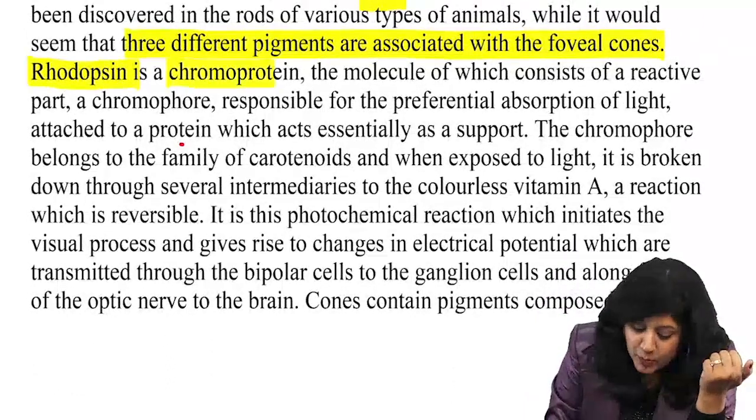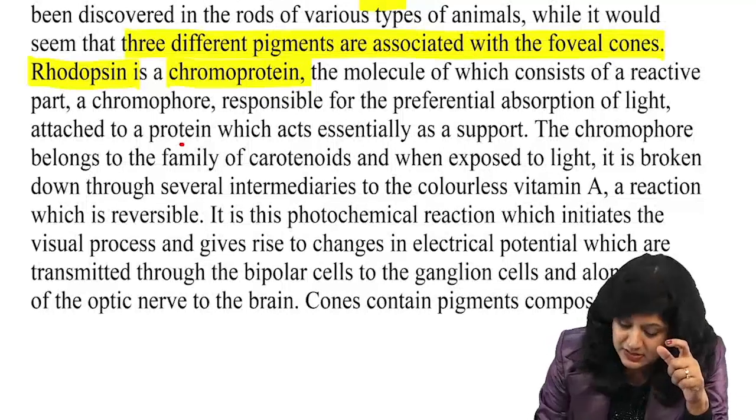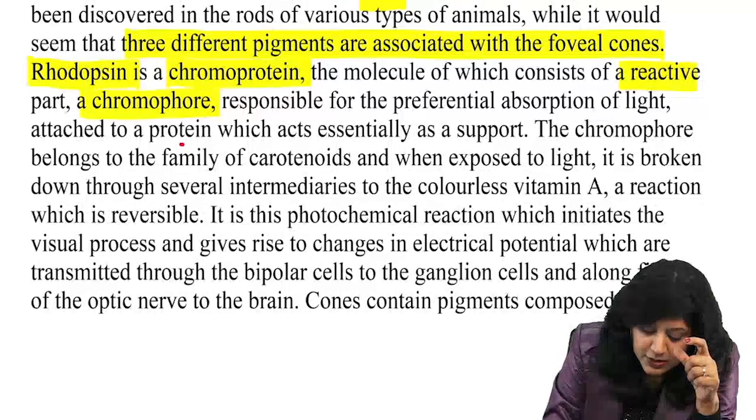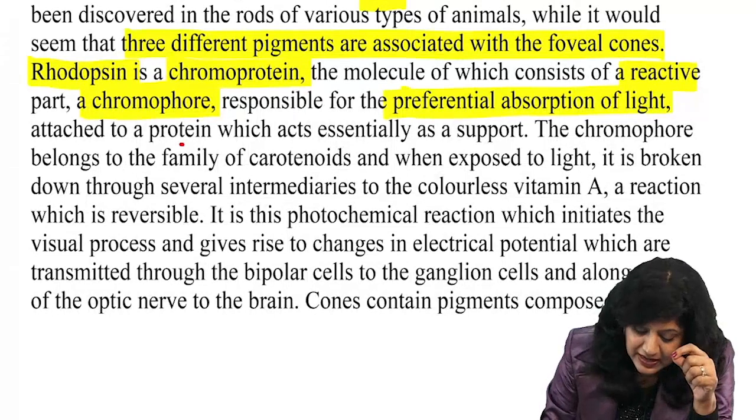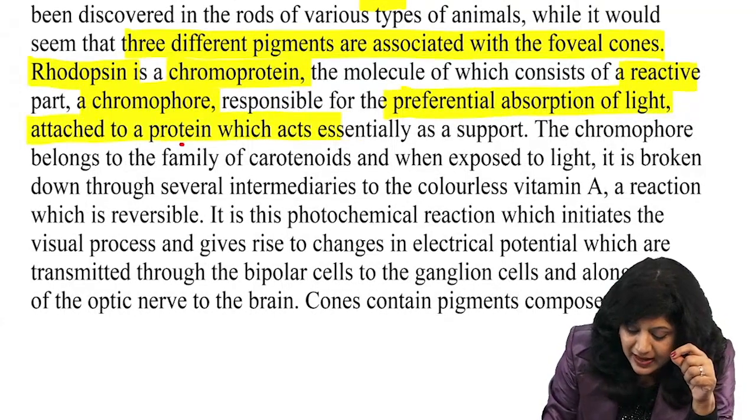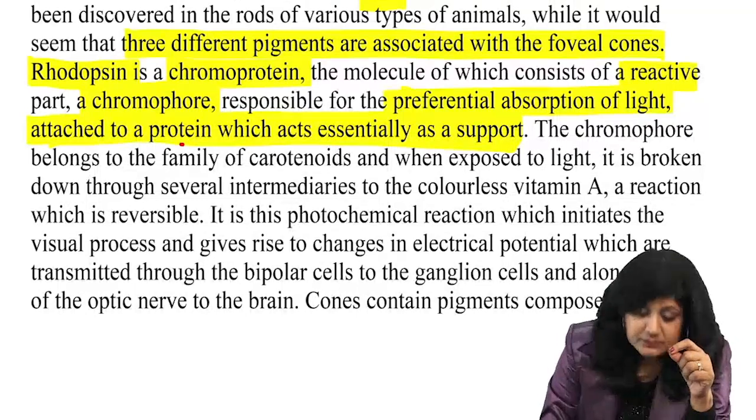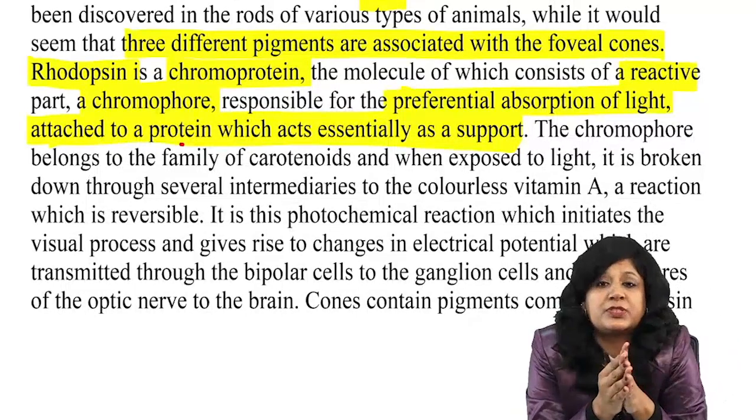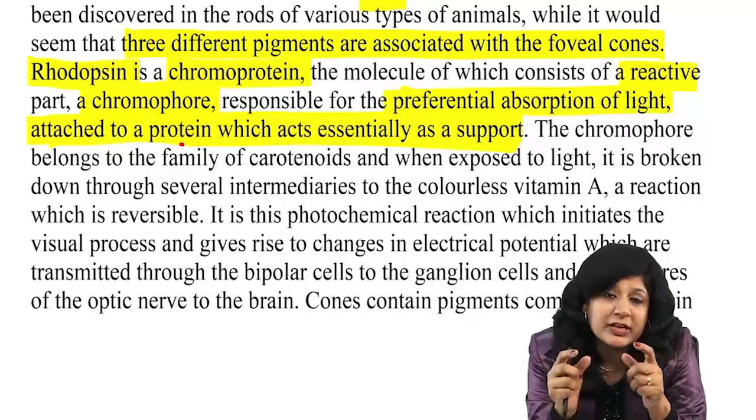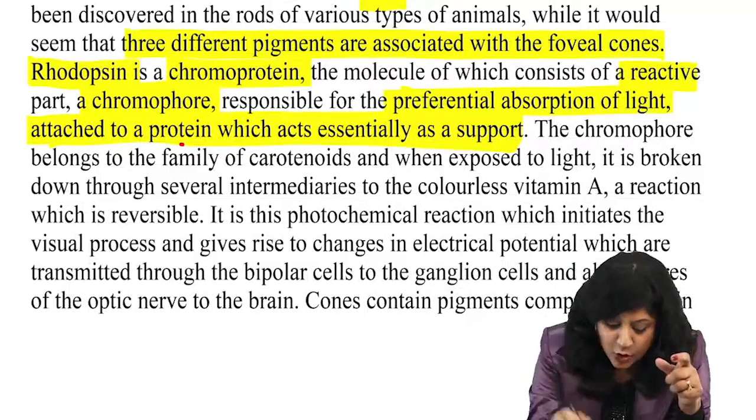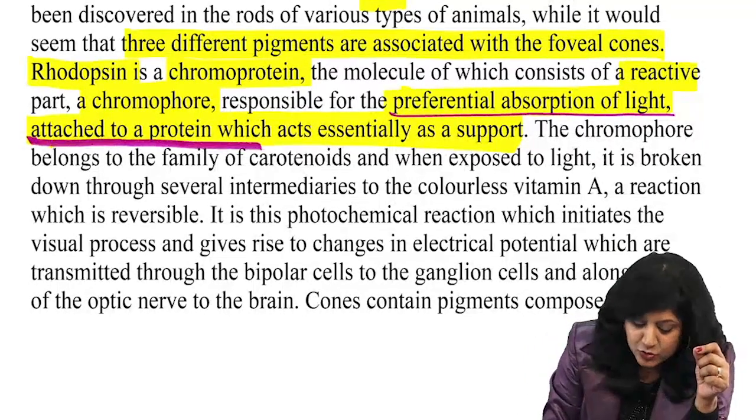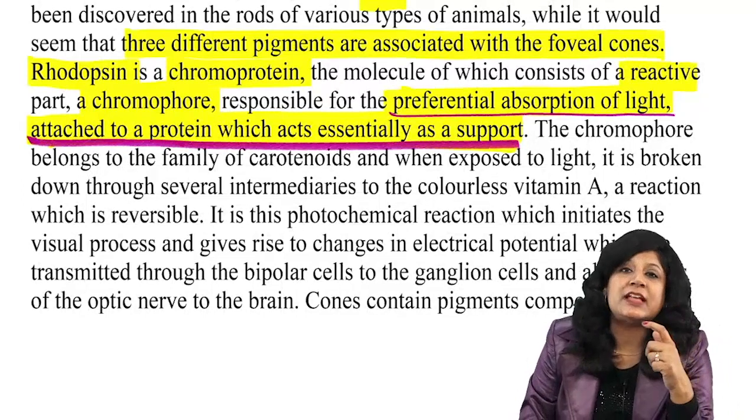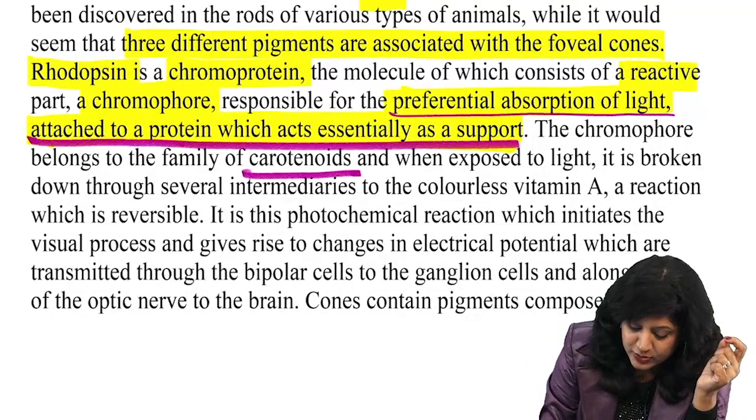Rhodopsin is actually a chromoprotein. Chromoprotein means the part present here is the chromophore. This chromophore is responsible for the preferential absorption of light, attached to a protein that acts as a support. So rhodopsin is a chromoprotein: chromo means the chromophore, and chromophore means preferential absorption of light attached to a protein. Now, this chromophore belongs to the family of carotenoids.